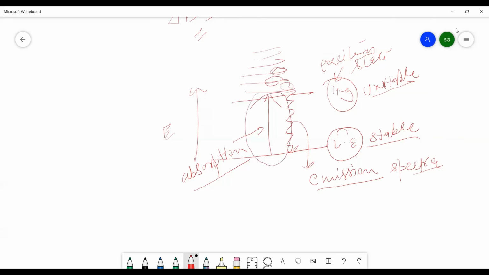व्हेनेवर द एब्जॉर्प्शन इज देयर, इमिशन ऑलवेज बी देयर. जब भी एब्जॉर्प्शन होगा, इमिशन होगा ही होगा. सो दिस इज वेरी इंपॉर्टेंट फॉर द conceptual point of view also. In the excited state, electrons are always unstable.